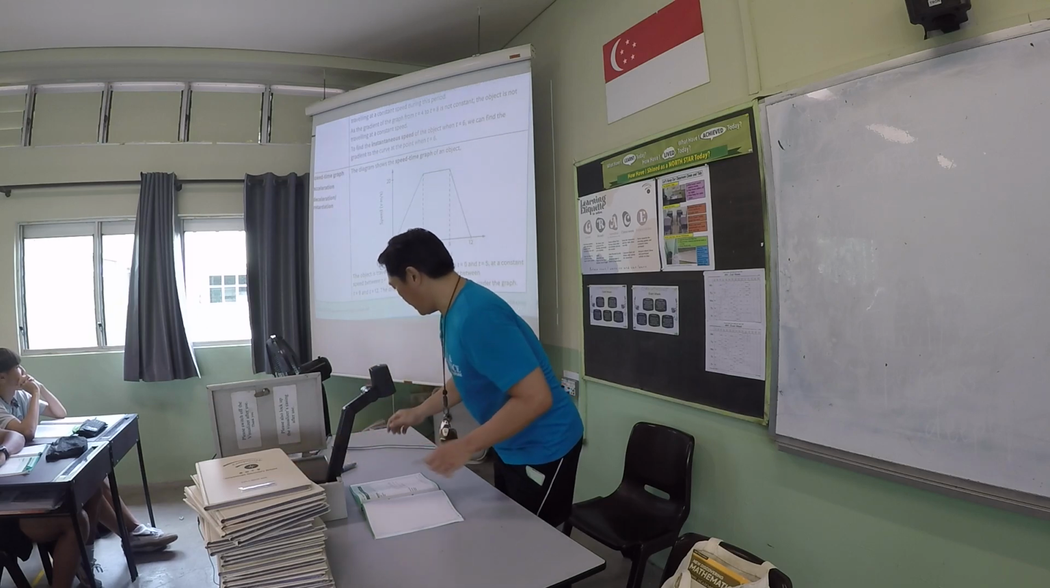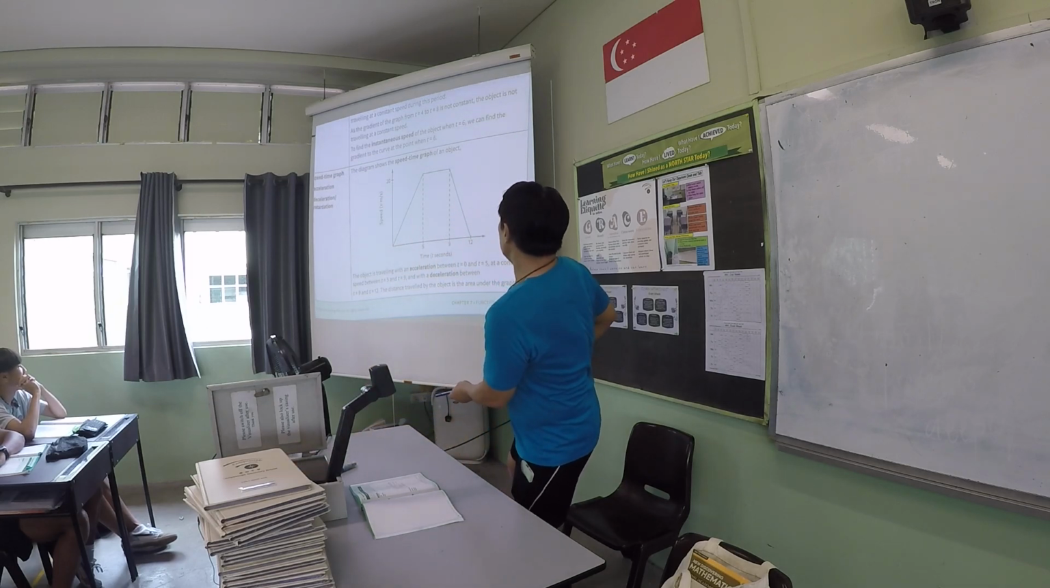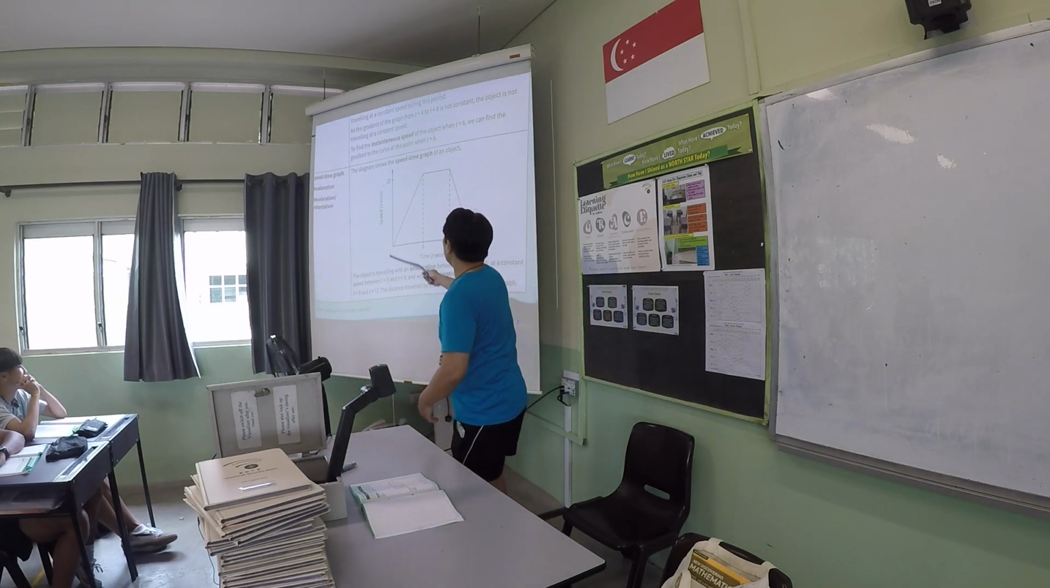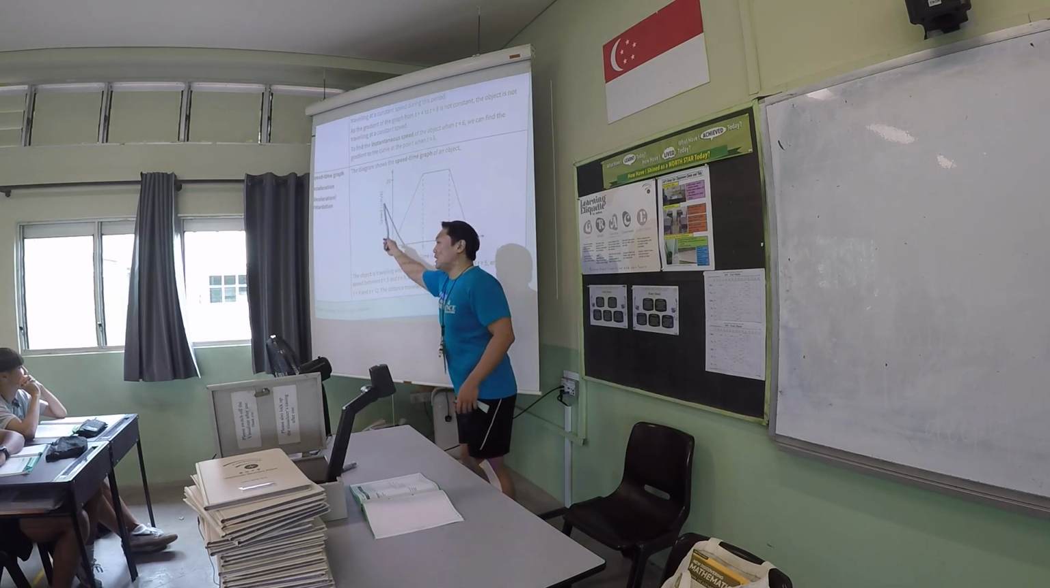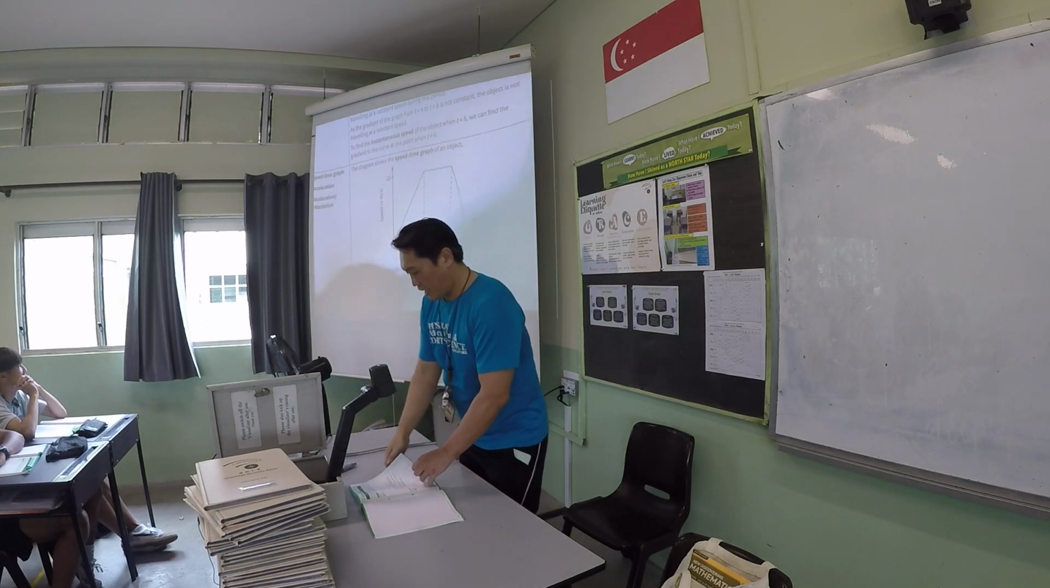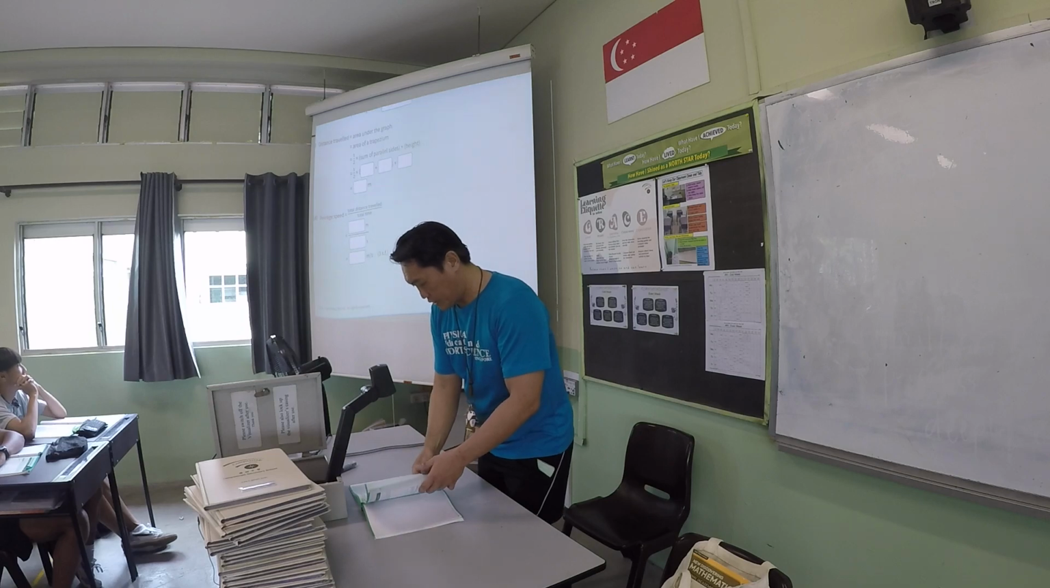Later we will also touch on speed time graph. This one is slightly different. We are still looking at the relationship between y and x, but this time round your y is speed. Okay? So this one later. Let us go and do some questions.